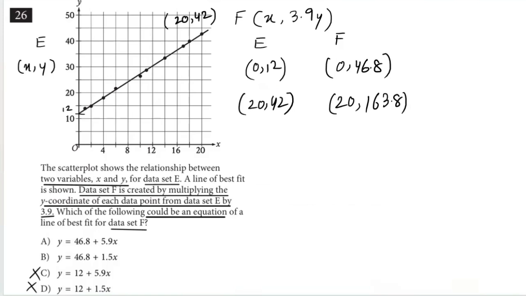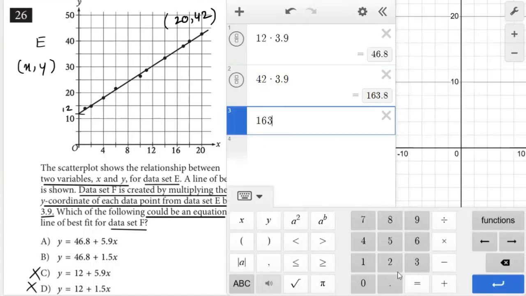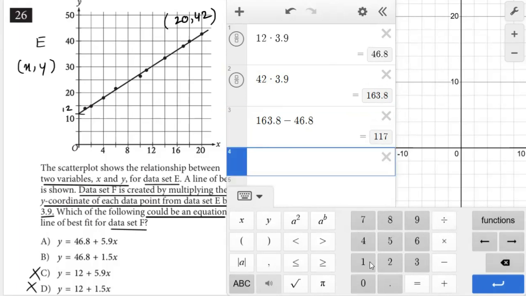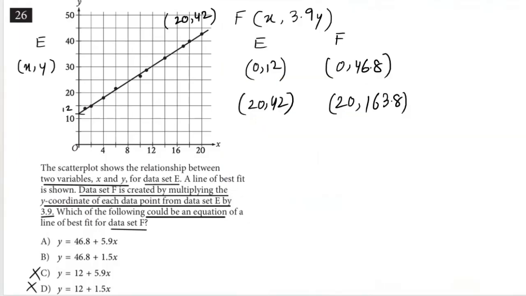So the slope is going to be the change in these two, 163.8 minus what was the value? 46.8. It's 117, and divide this 117 by 20. So I'm getting 5.85. So the gradient is turning out to be 5.85. So A is the correct answer. This could be the equation of line of best fit of data set F.